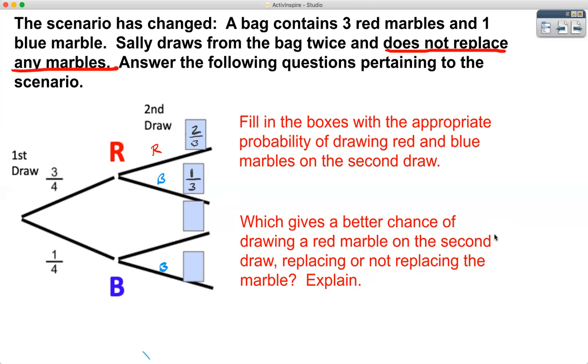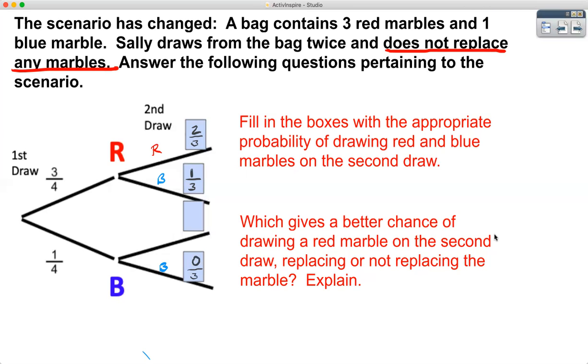Again, I'm not replacing. So if I've got a blue on the first draw, and I'm not replacing that marble, I know that I have only 3 marbles to choose from. My first draw was blue, and I didn't put it back. How many blues are left? There are none, so this is actually 0.